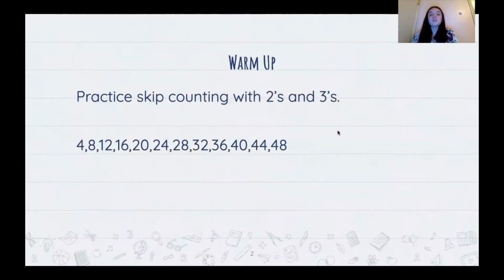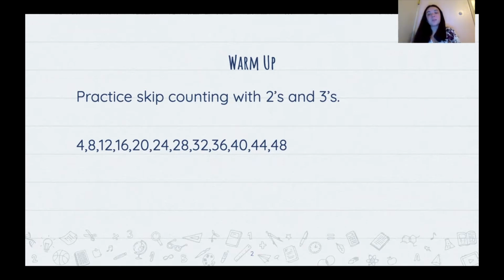So the first thing we're going to do is our basic warm-up. We're just going to practice skip counting by 2s, 3s, and 4s. The 4s are a little bit harder, so I have those written out for us, but we're going to go ahead and practice the 2s and the 3s out loud. We're going to skip count 10 times. So I'm going to go ahead and start for us, and go ahead and say this out loud with me as I do it. All right, here we go.